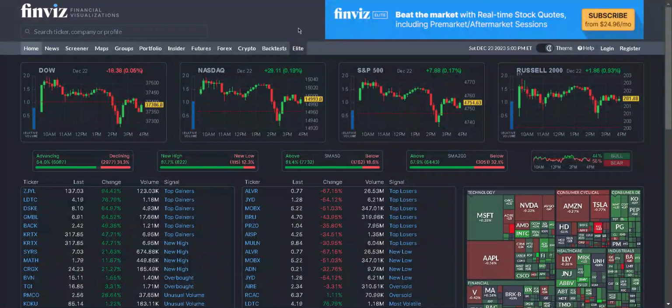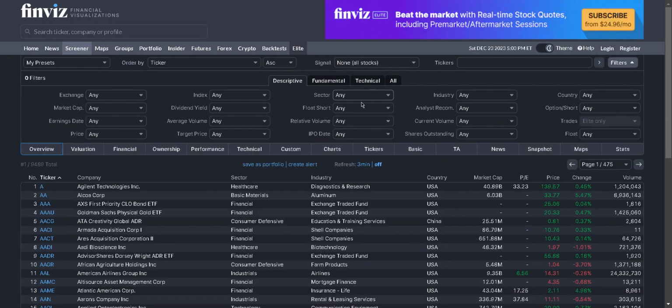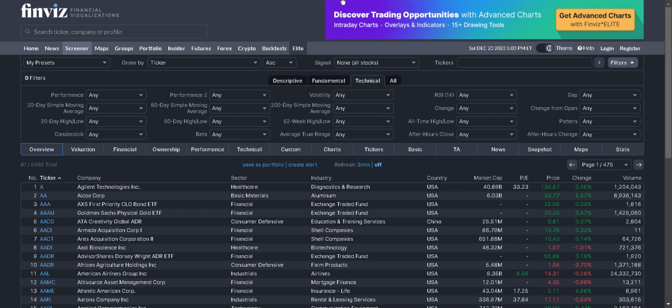It's a very simple screener and I'm going to show you just the reason why. What you want to do: go to finviz.com, first step. Second step, go to the screener. Third step, go to technical, and this is where the magic happens. So what we want to do is have the float short be over 25%.